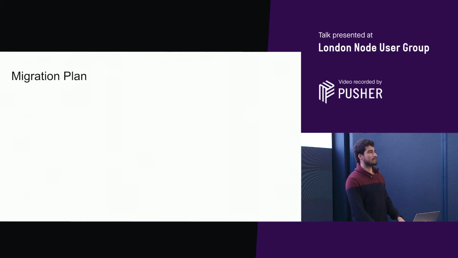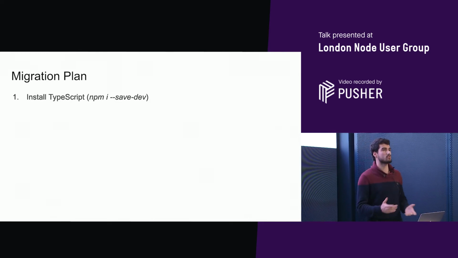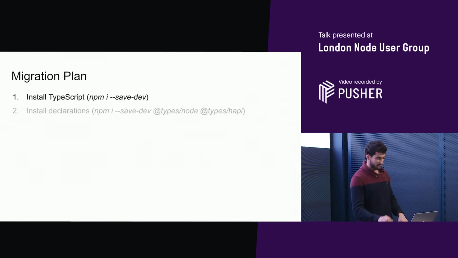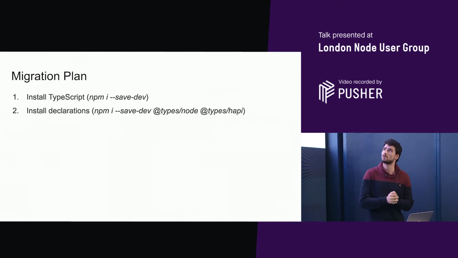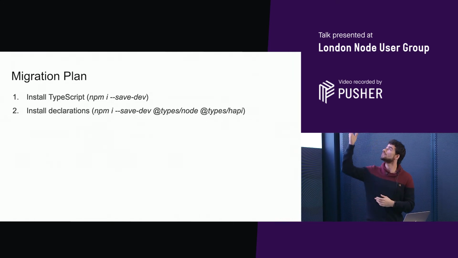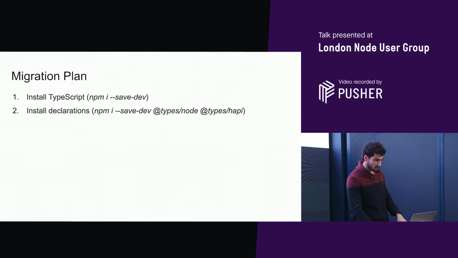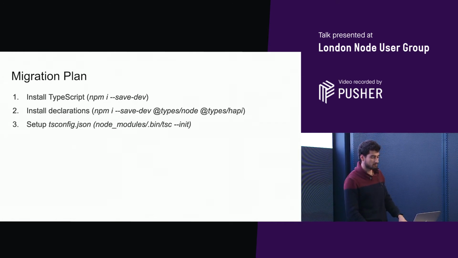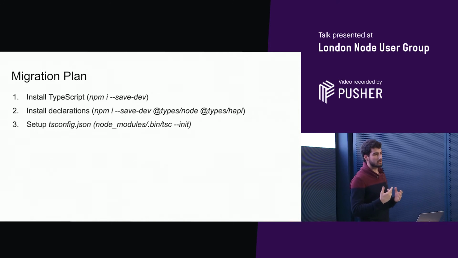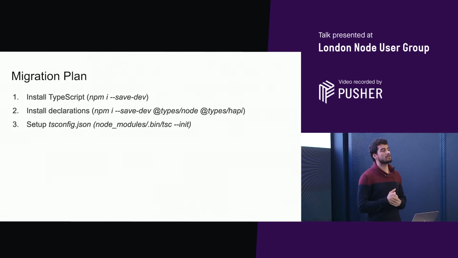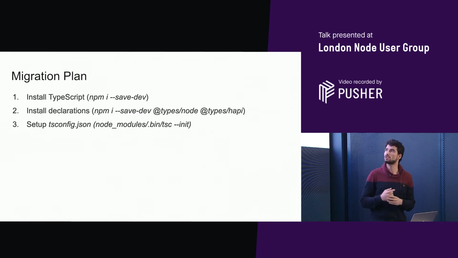So let's define a plan. First, we need to install TypeScript, as is obvious. Then we need to install the declarations. In this specific example, since we are in the Node environment, I need to install the Node declarations and also the Hapi declarations. I'm using Hapi as a framework. Then we run tsc --init. This command basically initializes the TypeScript configuration file. So instead of passing all the compiler options via arguments, we can specify the options inside this file.